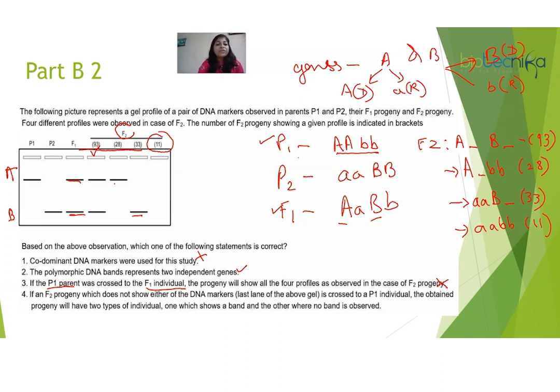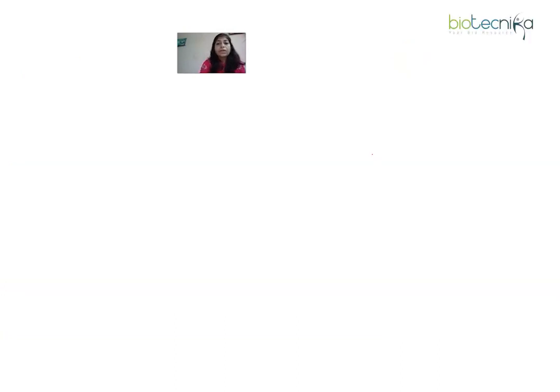The fourth one: if an F2 progeny which does not show either of the DNA markers, meaning the homozygous recessive, is crossed to a P1 parent, the obtained progeny will have 2 types of individuals, one which shows a band and the other with no band. Let's just do the cross. Again it will be the last variety, small a, small b, crossed with P1.